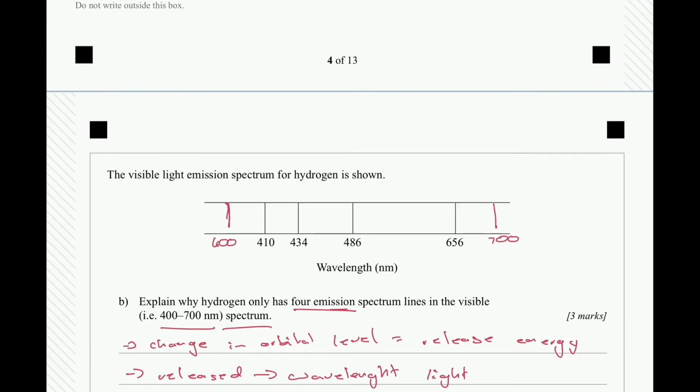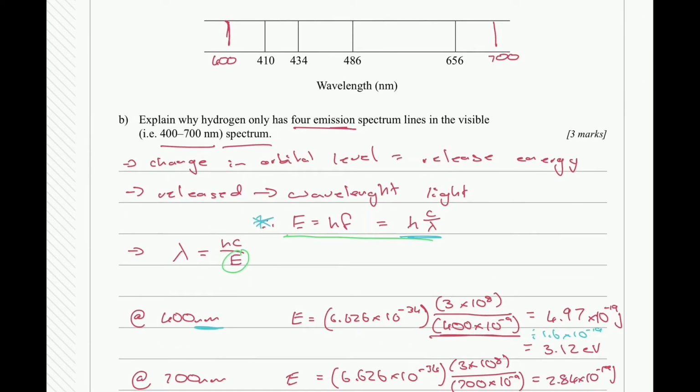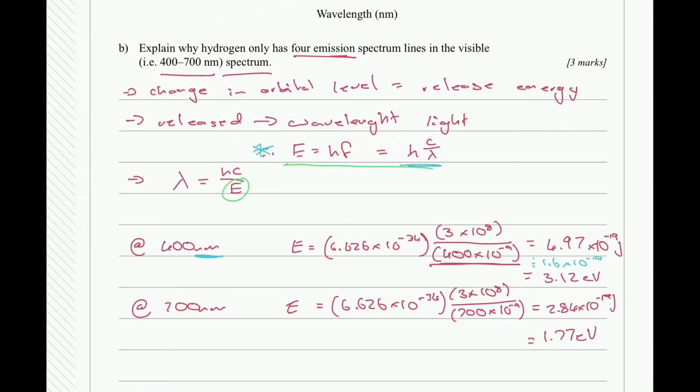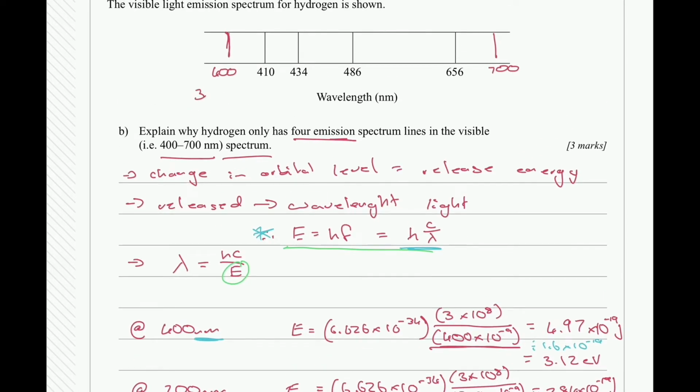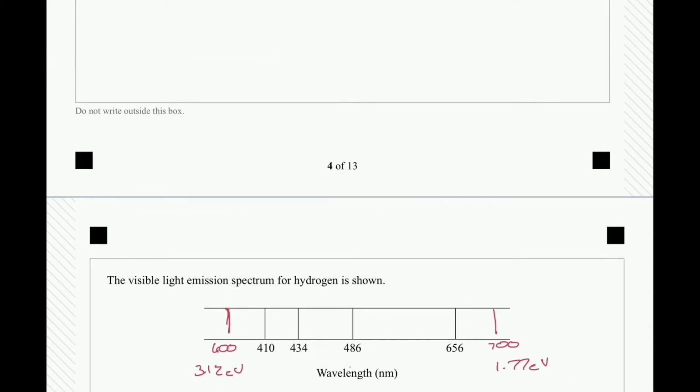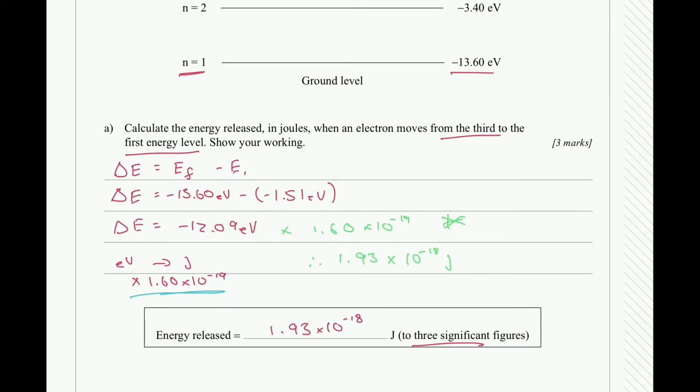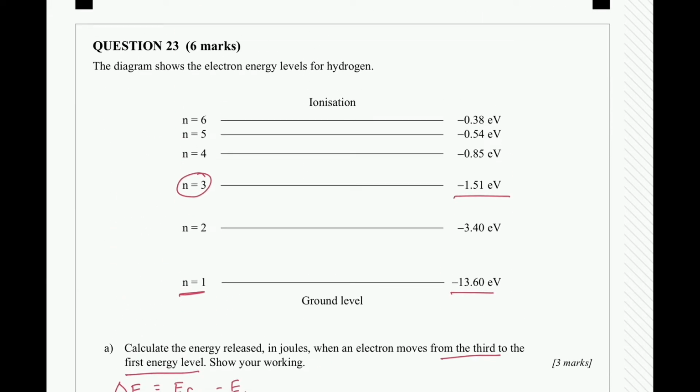So we know for visible light to be produced, the energy that has to be released has to be anywhere between 3.12 eV, to the top level here, which is 1.77 eV. Then we can go back to our energy levels here and have a look for what energy levels give us that released energy. I'm going to look through, and I believe our answer should be the energy levels between 2 and 4.